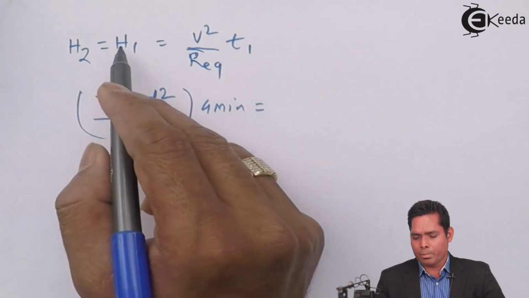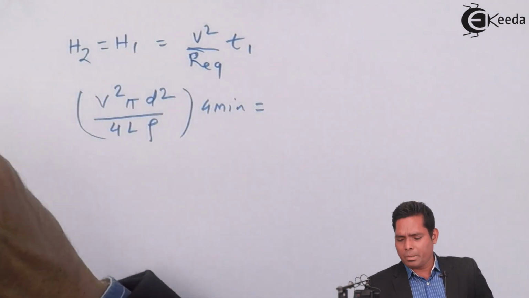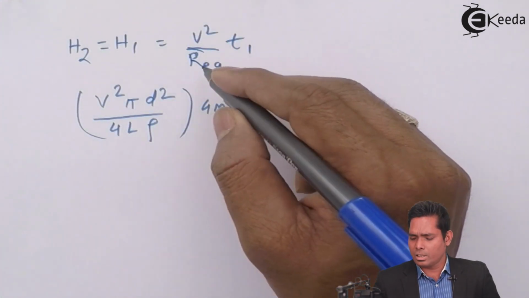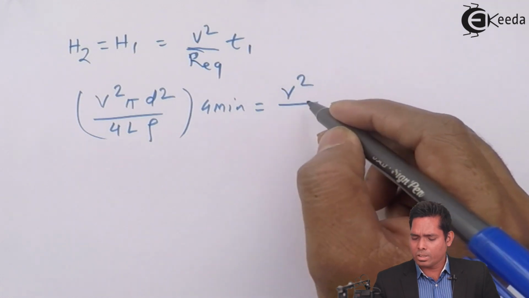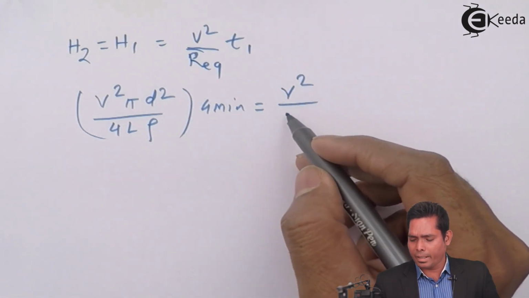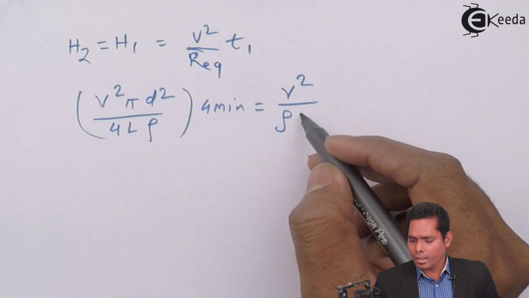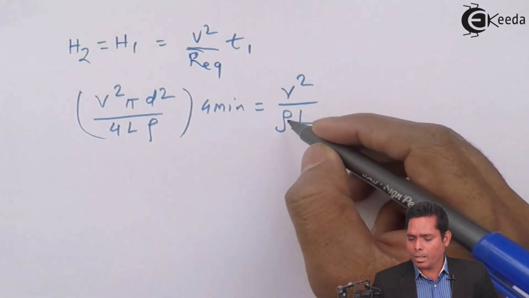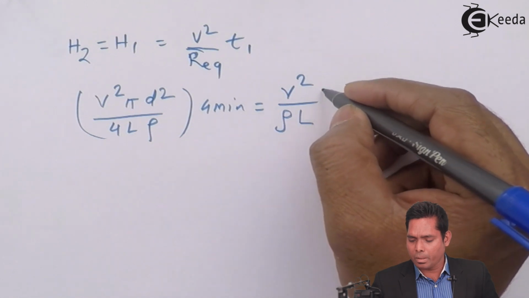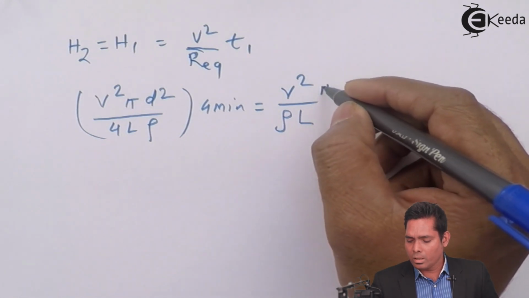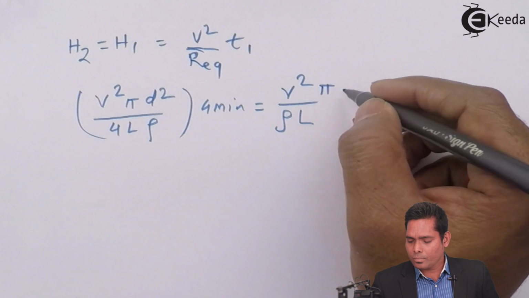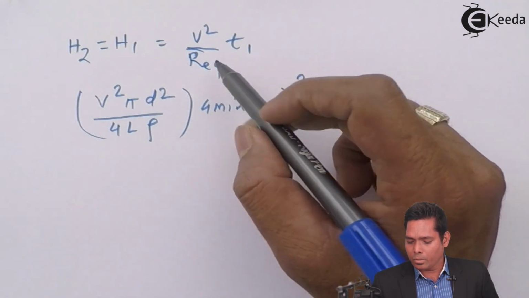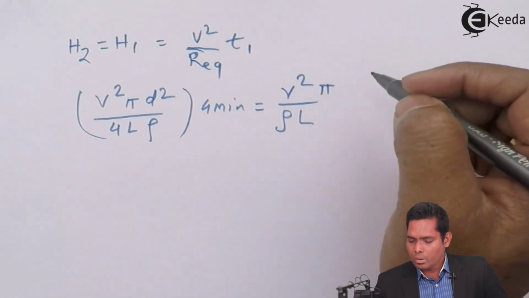This is my H1, because in both cases we have to produce the same heat, but on the right side, how much time it will take depends on the resistance. The V square is the same, and the resistance R equivalent is rho L by A. So rho L by A, with A equal to pi d square by 4. R equivalent, I could have written R by 2 also.